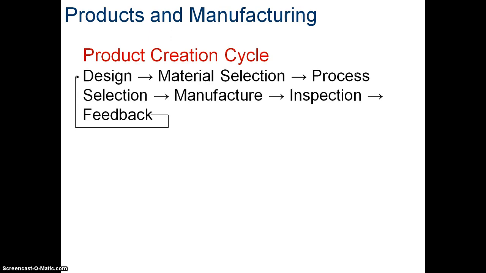In this manufacturing process, the first thing is products and manufacturing. The first stage of manufacturing is the design of the component, and according to the design, the material selection has to take place. After the material is selected, the process should be selected. After the process, the type of manufacturing and the type of inspection needed after manufacturing are decided. After inspection, the feedback must be sent to the design to evaluate the process.